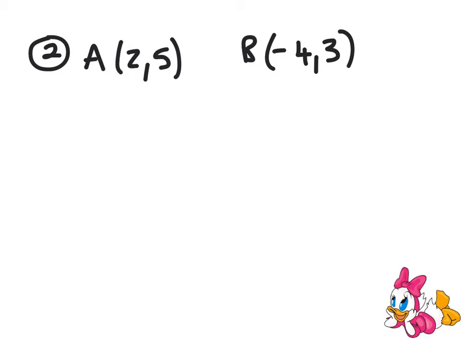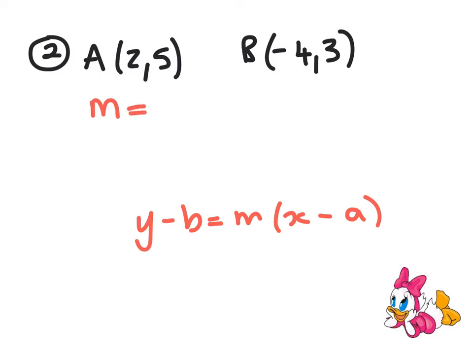Question 2, we have these 2 points. We need to find the equation of the line. So ultimately we're going to use the formula y minus b equals m(x minus a). However, before we can do that, we need to know what the gradient is. So the gradient formula is y2 minus y1 over x2 minus x1.